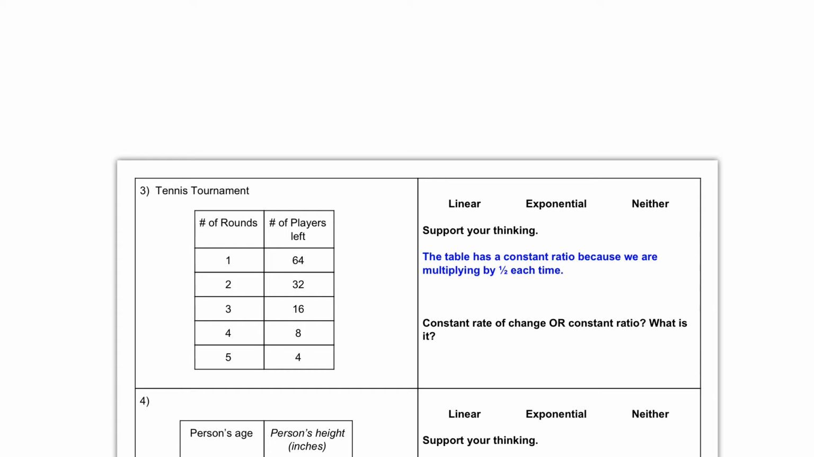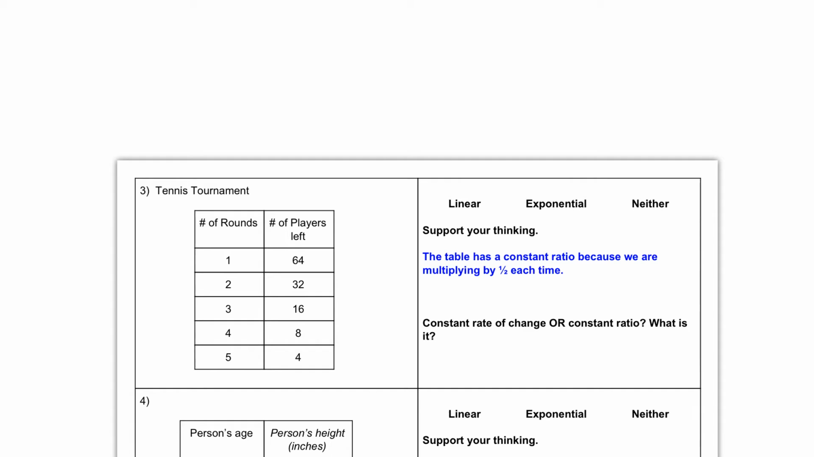In number 3, if we look at the table, we need to determine if it's linear, exponential, or neither. So what we're looking at is how we're getting from 64 to 32, from 32 to 16, 16 to 8, and 8 to 4. And one thing that you might recognize is that we are dividing by 2 each time. And another way of saying dividing by 2, if we want to think exponential, would be to multiply by 1/2.